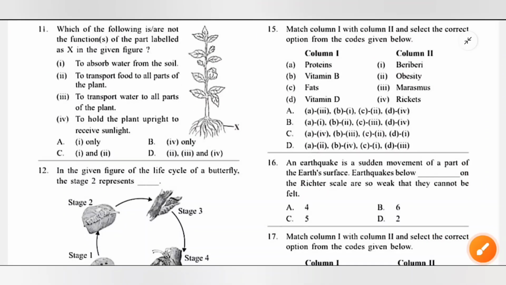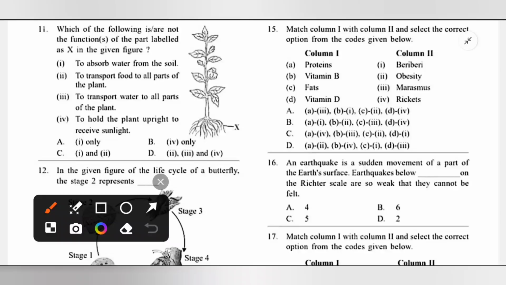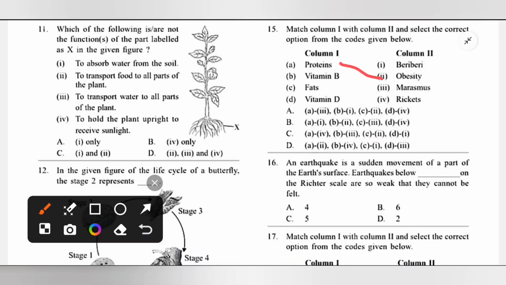Match column 1 with column 2 and select the correct option from the codes given below. So column 1 and then column 2, proteins. So lack of protein causes marasmus. Lack of vitamin B causes beriberi. And then fat, too much fat causes obesity. And then lack of vitamin D causes rickets. Okay. So A3, B1, C2 and then D4. So option A is the correct answer.